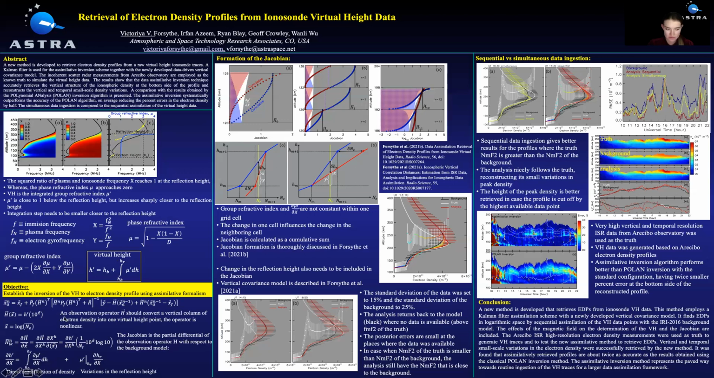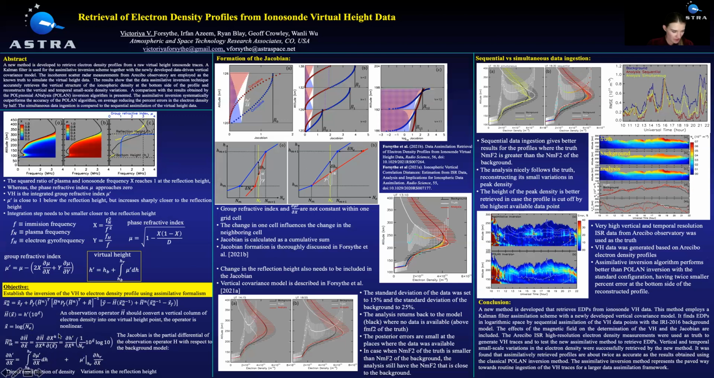This operator is nonlinear, mainly because the x is also not linear. It's a logarithm of electron density. So we need the Jacobian to deal with this nonlinearity. And the Jacobian is the partial differential of the observational operator with respect to the background model, which is expressed in this equation.